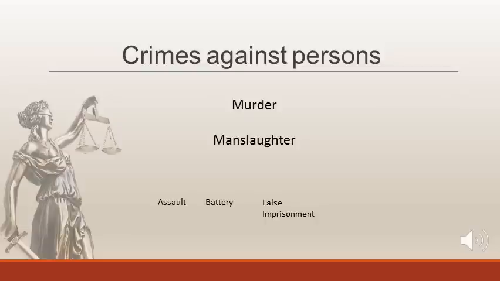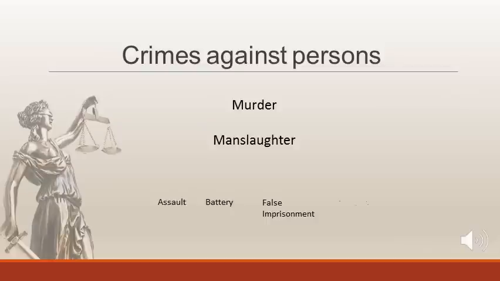Generally, they are the same elements, assault and battery. In false imprisonment, the only element that's different is the awareness of the false imprisonment. In criminal law, you do not need to be aware of the false imprisonment, of the confinement. You do not need to be aware of the confinement.